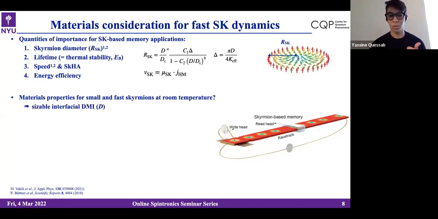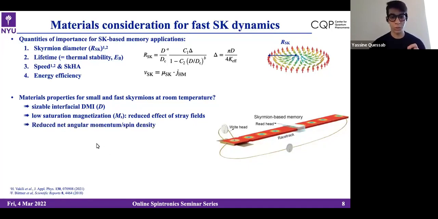So number one, we need a sizable interfacial DMI, which is good for the stability of small skyrmions. It is desirable to have a low saturation magnetization to reduce the effect of stray fields and reduce even further the size of the skyrmions. And then it is also desirable to have a low net angular momentum or spin density, which will play a role for fast skyrmion dynamics. And that goes also with larger spin-orbit torques and a low Gilbert damping.